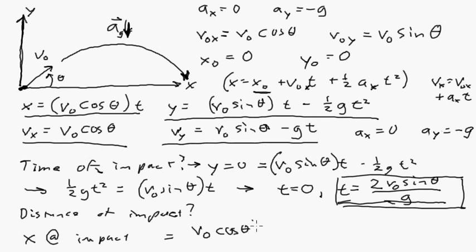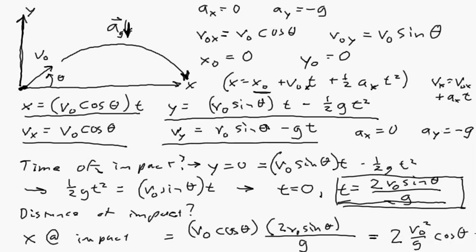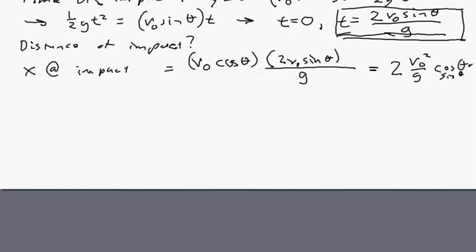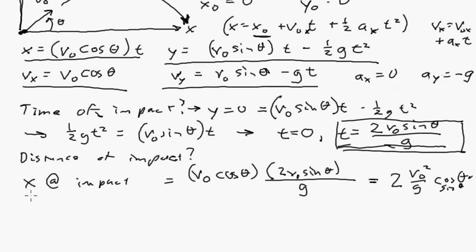So, that's going to equal v naught cosine theta times 2 v naught sine theta over g. So x at impact then equals 2 v naught squared over g times cosine theta times sine theta. So let me actually just scroll this down a little, and I can try to write that again. So there we go. We can say x equals 2 v naught squared over g sine theta cosine theta.